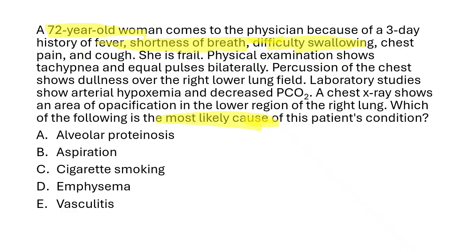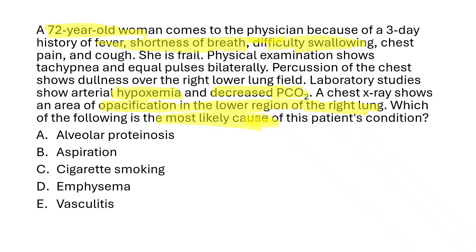So there's a 72-year-old woman coming in with fever, shortness of breath, difficulty swallowing, and some chest pain. Cough, okay, frail, not sure that helps a whole lot. Tachypnea, pulse is equal, and there's some dullness over the right lower lung. Even better, they give us some hypoxia, decreased PCO2, and some chest x-ray findings that show there's some stuff in the right lower lung. So now I might even get rid of this dullness, because now we can actually see what's going on. We've got this elderly person who has difficulty swallowing with something in their right lower lung with low oxygen, and we've got to figure out why.